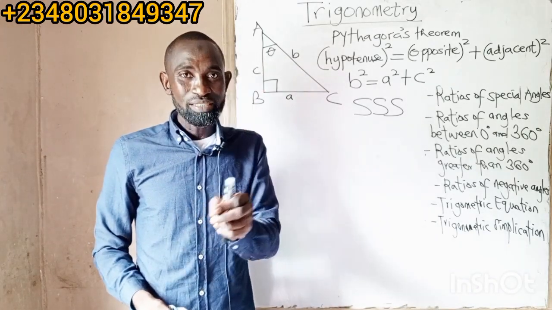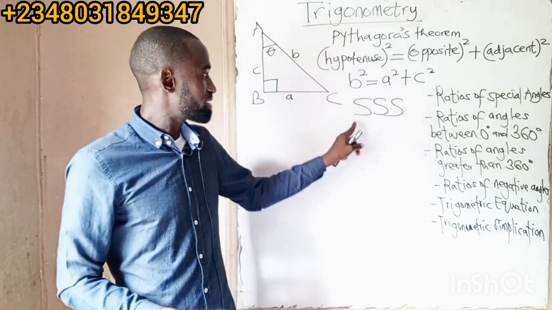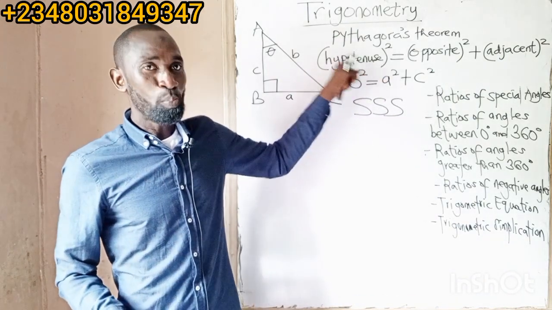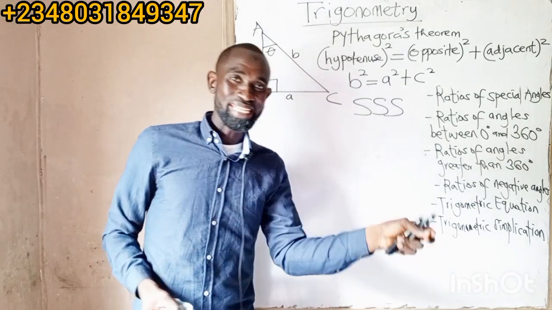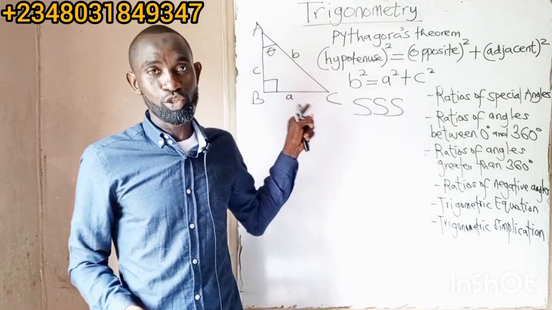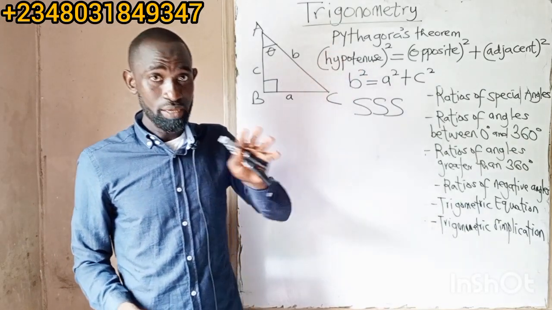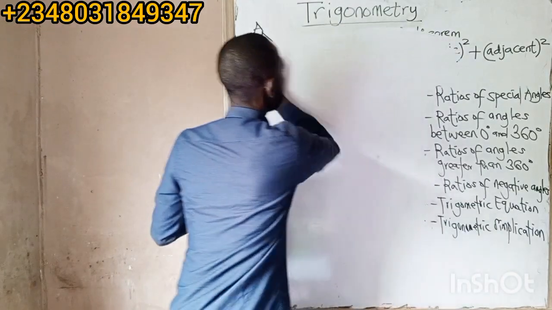If the data supplied, that is, data given to that right angle triangle, are just sides, I will use Pythagoras theorem. But if the question involves side and angle, I will use a suitable what now? Ratio, meaning our SOHCAHTOA. Is it clear? So let us go. Let's solve some questions.